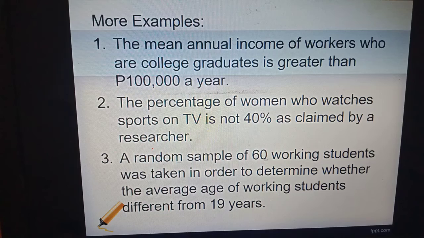Okay? So, number 3. A random sample of 60 working students was taken in order to determine whether the average age of working students is different from 19 years. Pag sinabing different, not equal yon. So, yung not equal, nakapaloob yun sa alternative hypothesis, H sub 1 or H sub A. Ang null hypothesis, yung there is no difference, di ba? So, equals yon. So, mu is equal to 19. Yung isa naman, mu is not equal to 19.